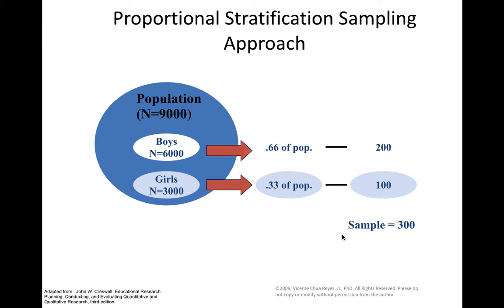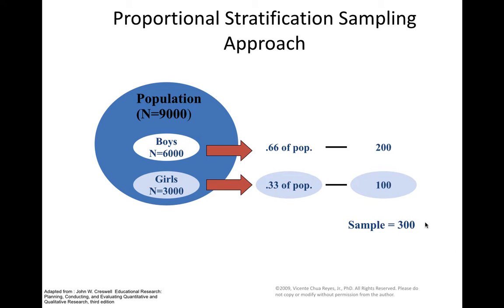Let's take a look at this. Right? Sorry, let's get back to that. So the population is 9,000. This is an example of proportional stratification sampling. So the population is 9,000 students in a particular school, and there are 6,000 boys and 3,000 girls. So you want to get the proportional stratification sample from all the students. So boys consist of 66% of the population, girls consist of 33%. So what you need to get for your sample is 200 boys and 100 girls. So your sample should be 300.